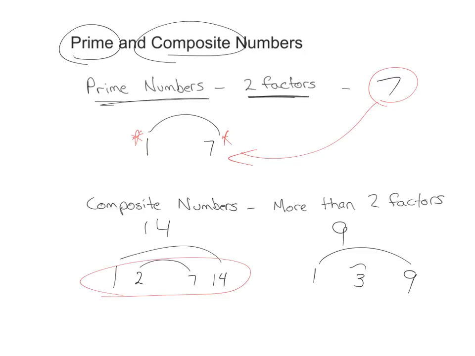So I hope that makes sense. Prime numbers have 2 factors. Composite numbers have more than 2 factors.